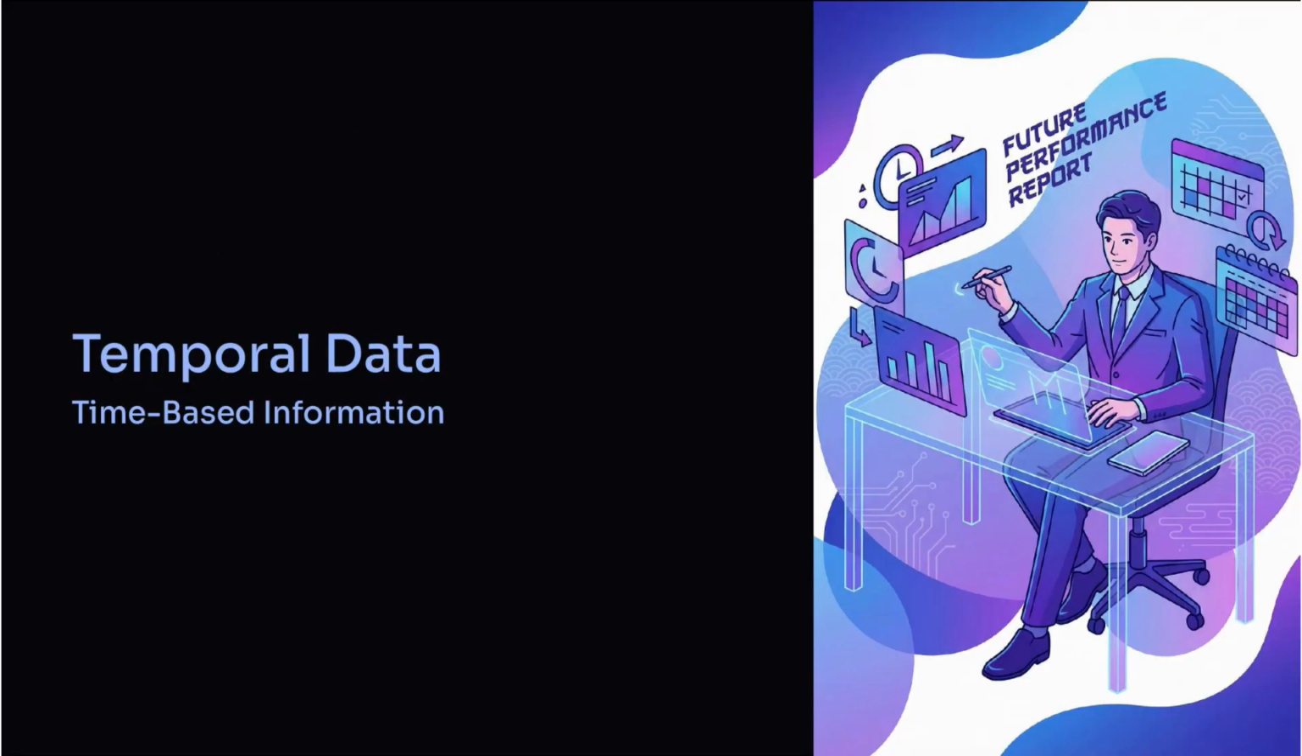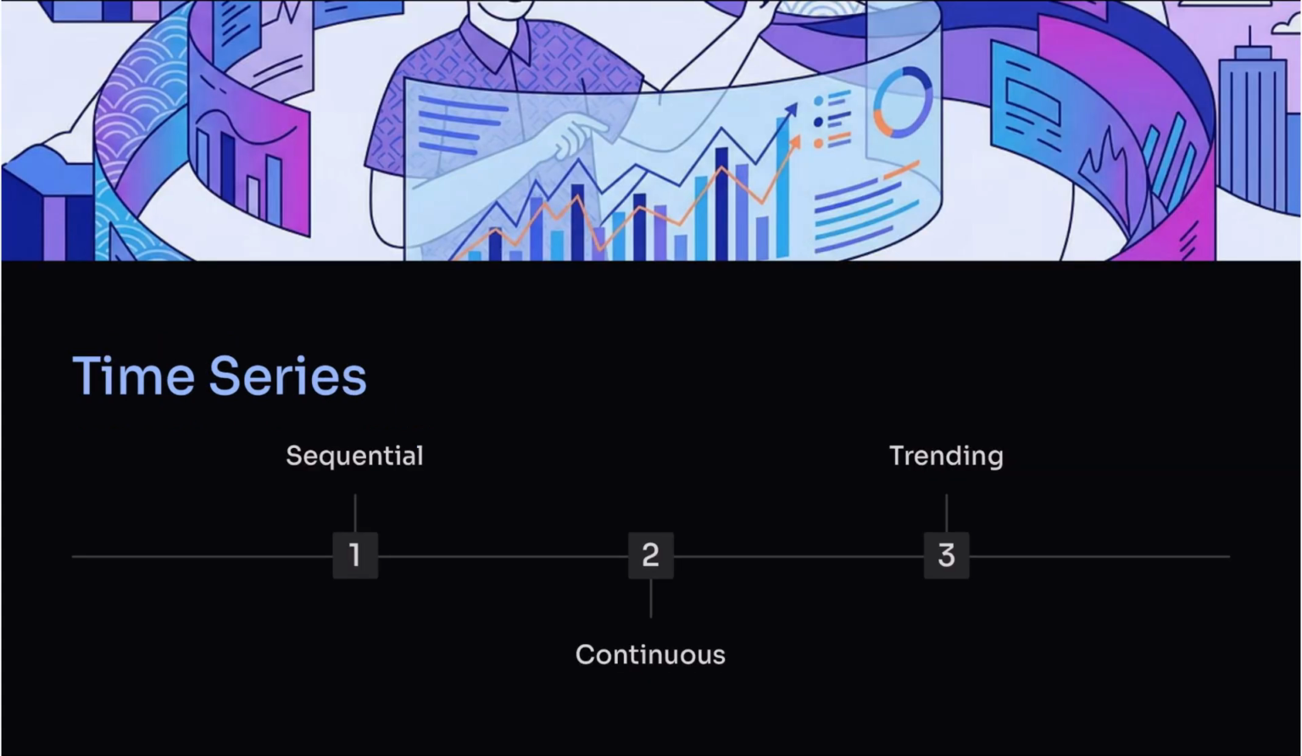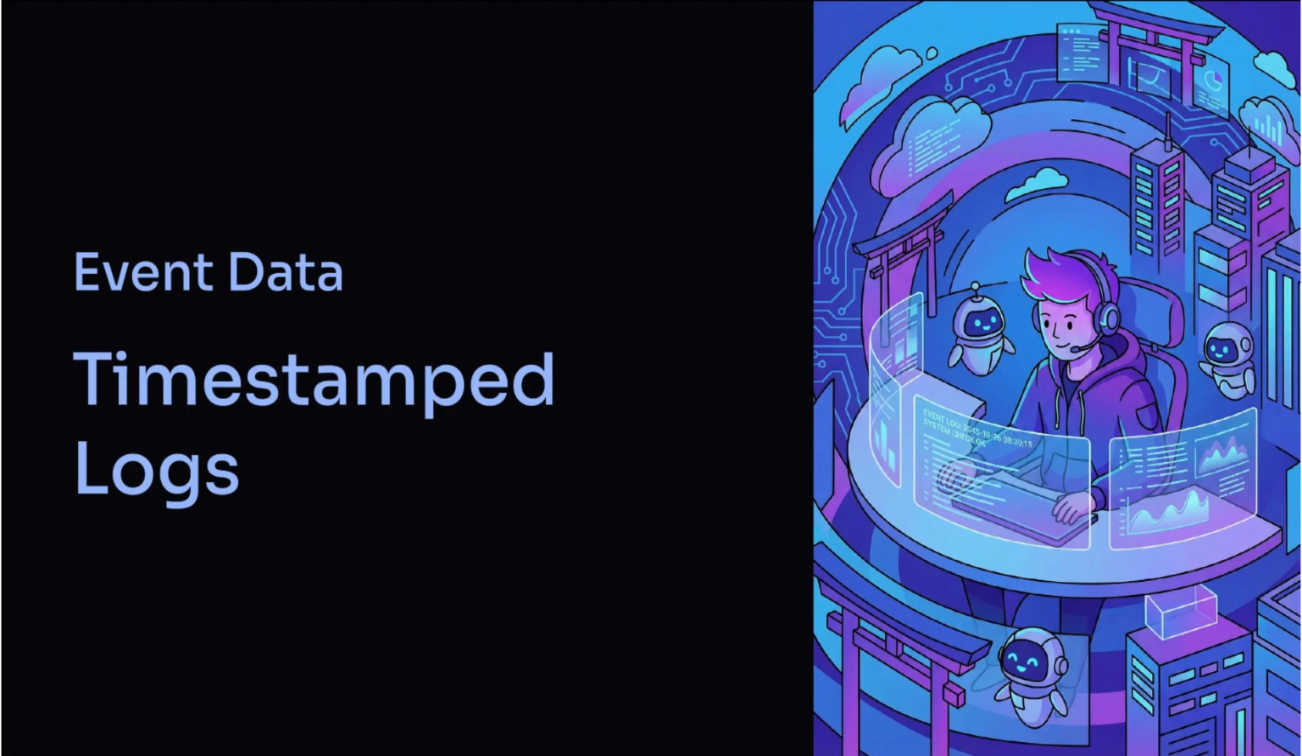Time series data tracks values over regular intervals. Examples include stock prices, sensor readings, or website traffic. Event data records discrete occurrences, such as clicks, transactions, or system alerts. Timing and frequency are often critical. Streaming data arrives continuously in real time. Processing must often occur with low latency and limited storage.